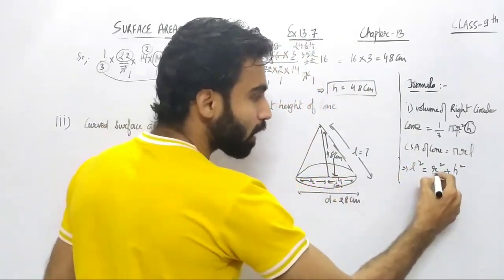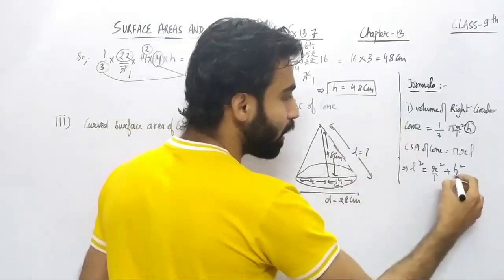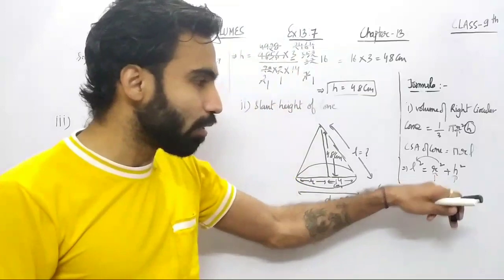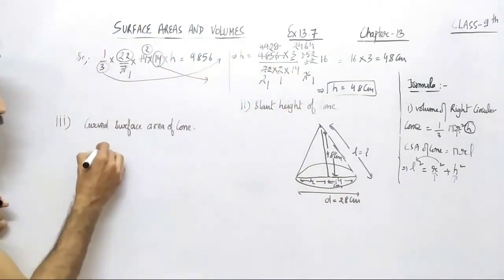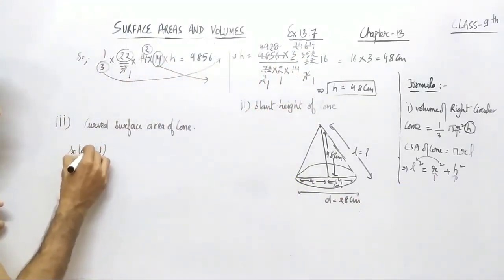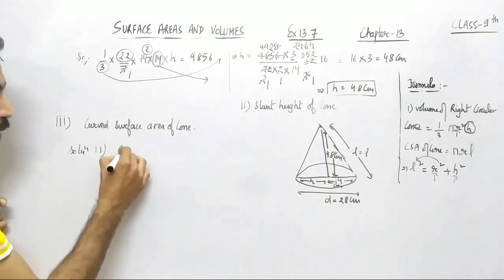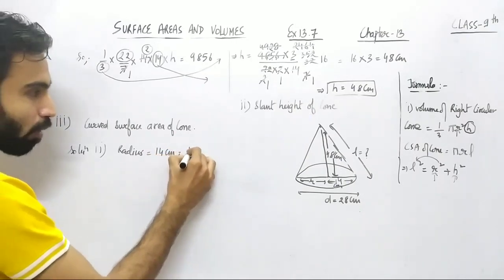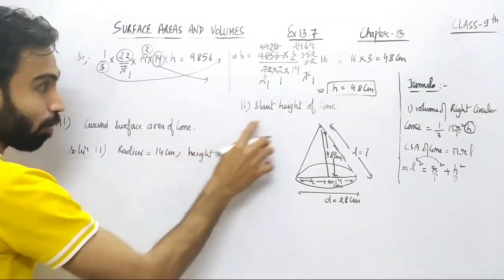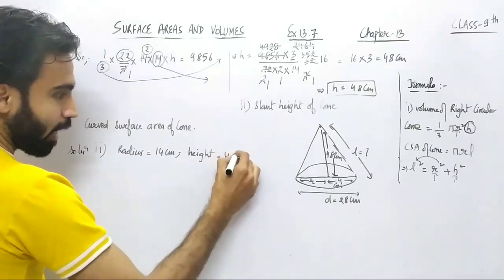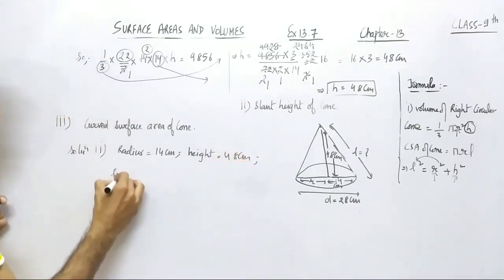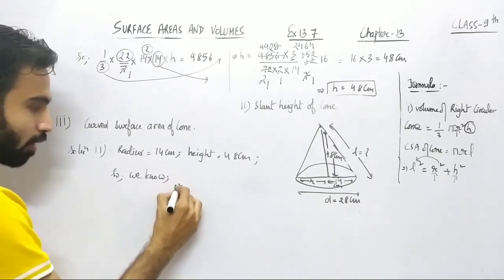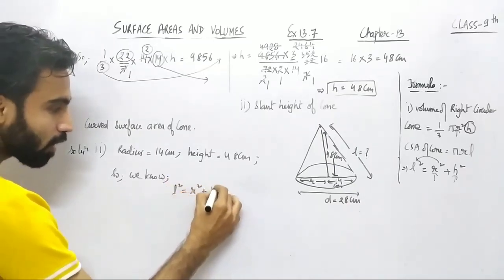So here I know the radius, then the height I just found out, so we can easily calculate the slant height, which is L, by this relation, right? So let us apply this relation. In the second part you can see in the solution, first of all we know the radius, that is 14 centimeter. Then we also know the height, which we calculated earlier, that is 48 centimeters. So we know that L square is equal to R square plus H square, right?